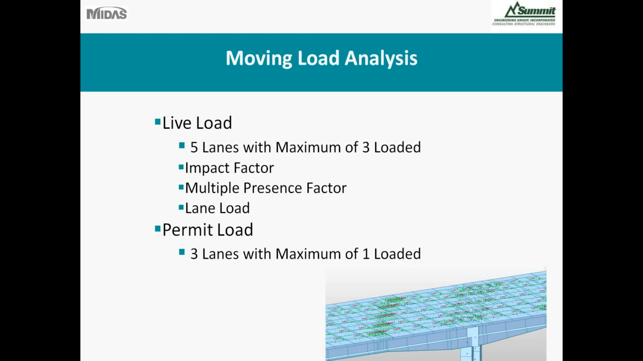A quick overview of the moving load analysis. The live load with the HL93 had a maximum of 5 lanes with a maximum of 3 lanes loaded at any time, and that included an impact factor, multiple presence factor, and a lane load. The permit load, we restrained that to only the center 3 lanes with a maximum of 1 at a time, and that was because in a permit situation it would likely be 1 at a time in the center of the bridge.